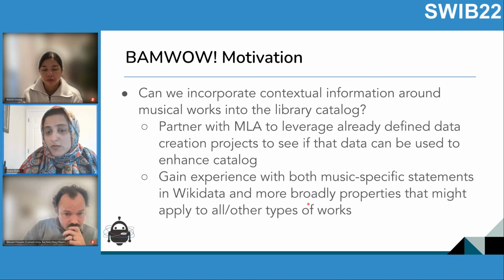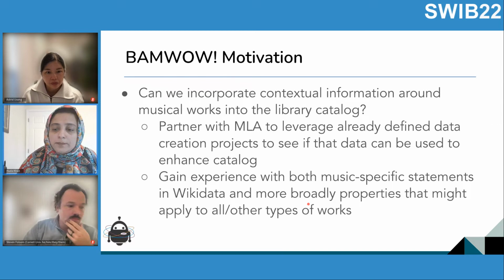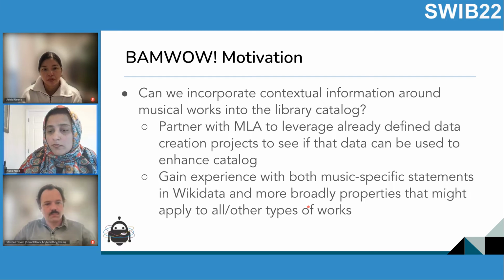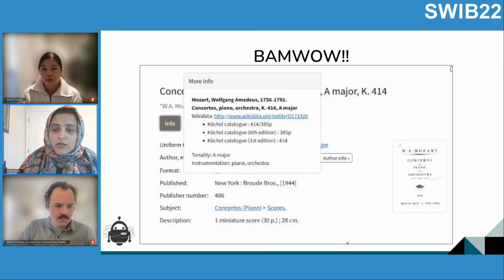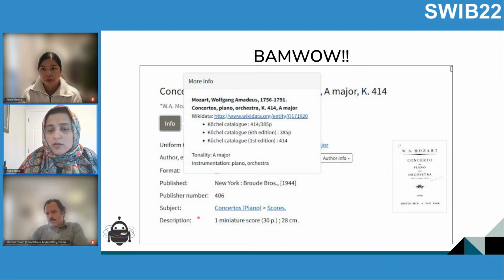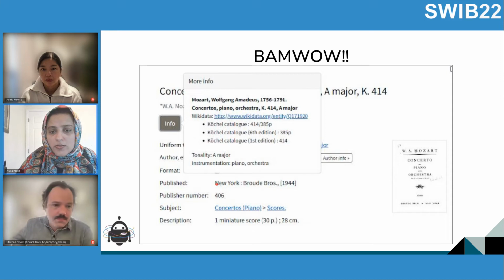And we want to see if we could use some of that information and bring it into the library catalog. Some of these statements are specific to music, like tonality and instrumentation, but some of them are possibly more generally applicable, like dedications. So it might be useful in general. Here's an early prototype that shows one way of perhaps bringing information into the catalog, where everything in this box is information coming in from Wikidata.